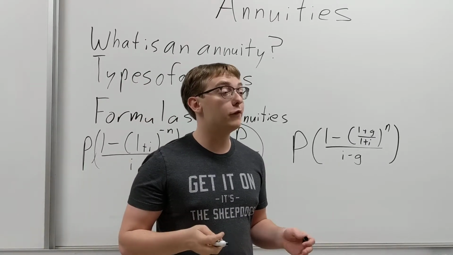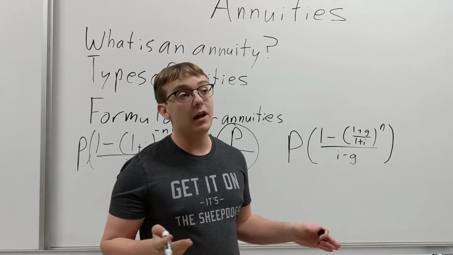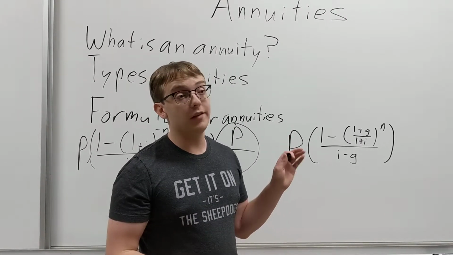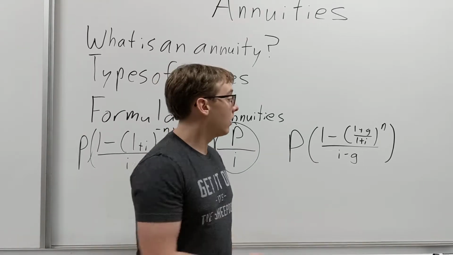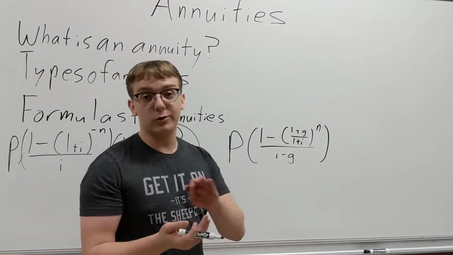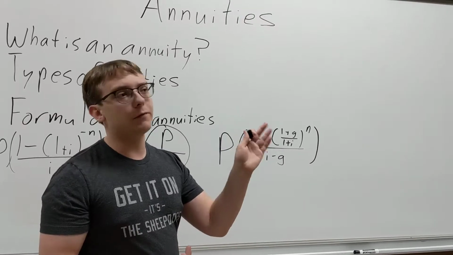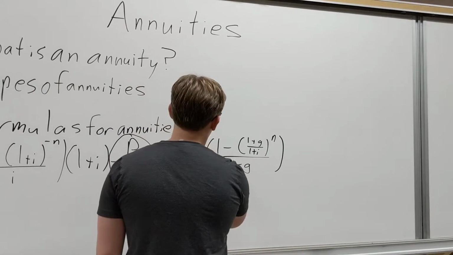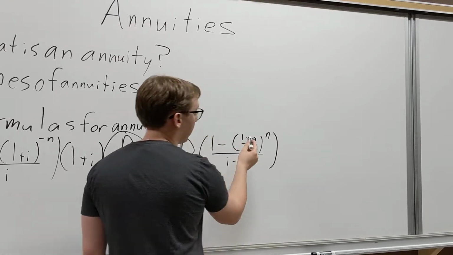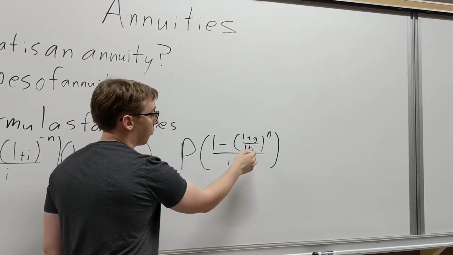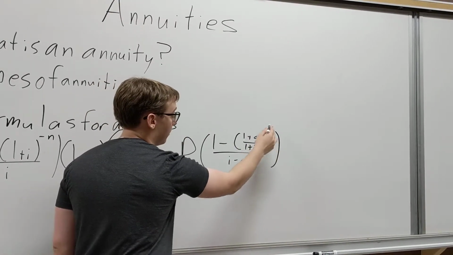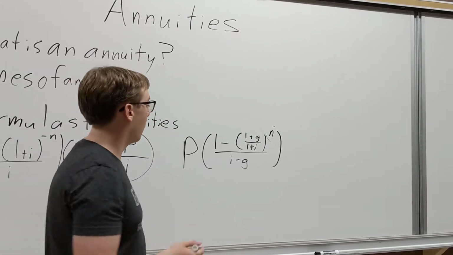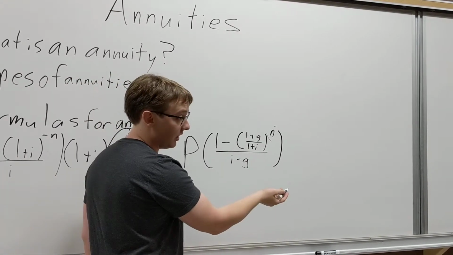Sometimes you will have annuities that vary in payment. The most common form is a geometric annuity, where the payment amount increases at a rate of G every year. And the way you would calculate that is P times (1 minus ((1 plus G) over (1 plus I)) to the power of N), and still the time period, over I minus G.